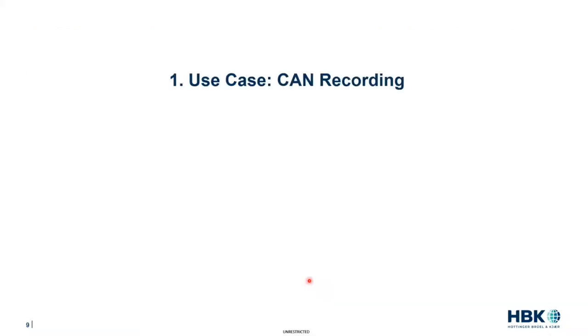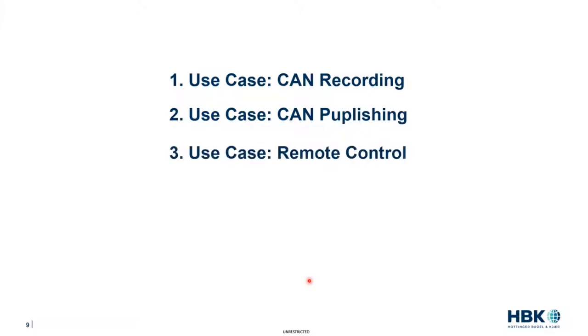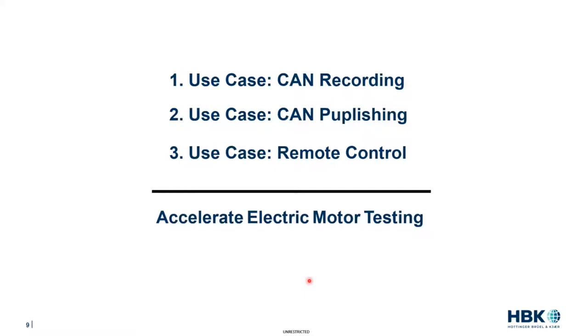Now I want to show you something about CAN recording. We have something for CAN publishing and CAN remote control. And you know the topic of that session, accelerate electric motor testing, and that all leads to it. If you use CAN remote control, CAN publishing and recording, you have it all in one system to speed up your test.